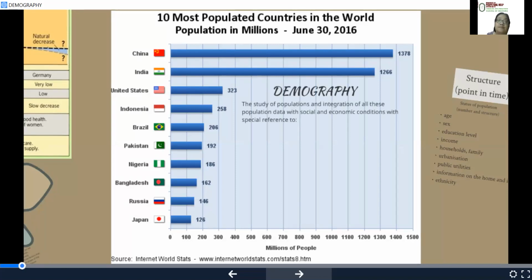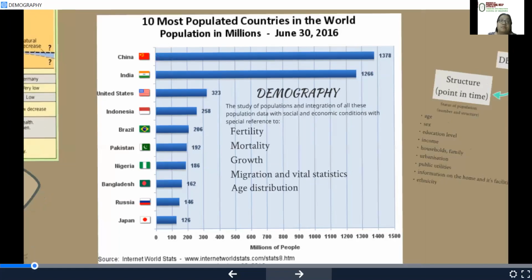So this is the study of populations and integration of all these population data with social and economic conditions with special reference to fertility, mortality, growth, migration and vital statistics, age distribution, etc.